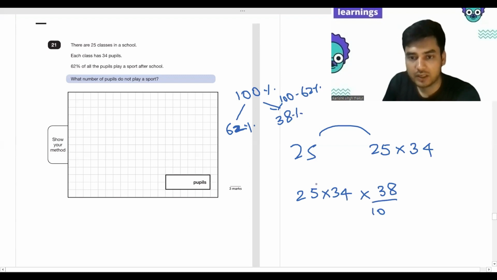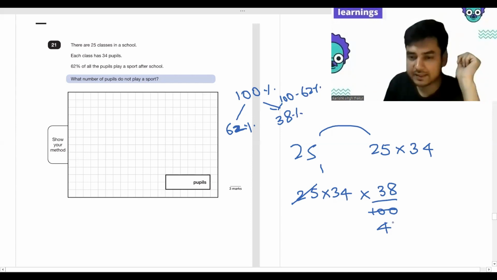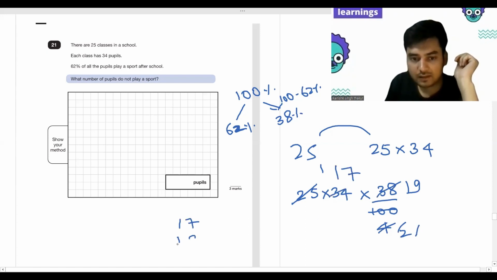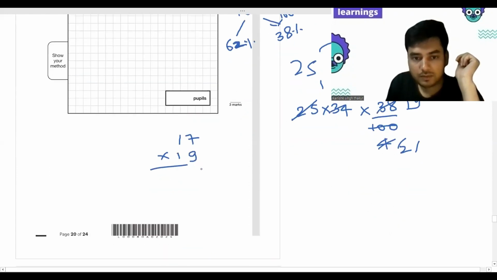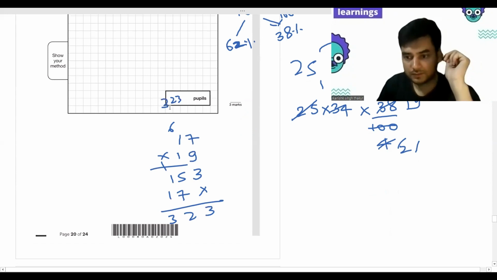That's it. 25 one times, 25 four times. Never multiply the things. Keep them as they are and then cancel them out. 2 times 2, 2 times 19. 2 times 1, 2 times 17. The answer I'll get is 17 times 19. So this will be 9 times 7, 63, and then 15, and then 17. So you get 323. This is your answer.